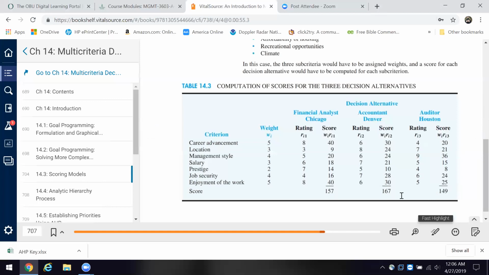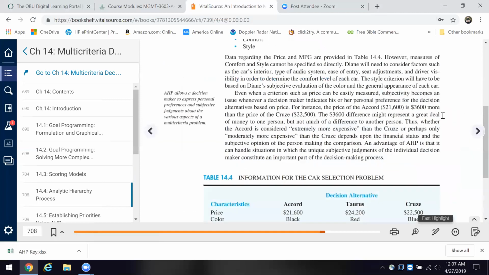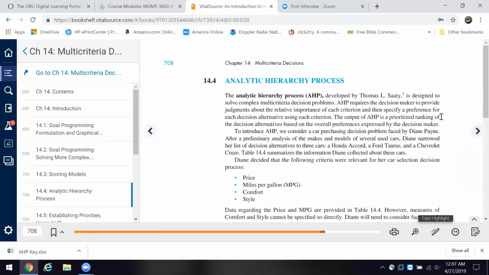So if I were to say, based on this, I should choose Denver, that's pretty clear if you're comparing it with Houston. On the other hand, if you're comparing Denver with Chicago, there's a difference, but not as pronounced. So that walks us through the scoring model, and then we'll look at the AHP on another video, because I'm going to take them one at a time.